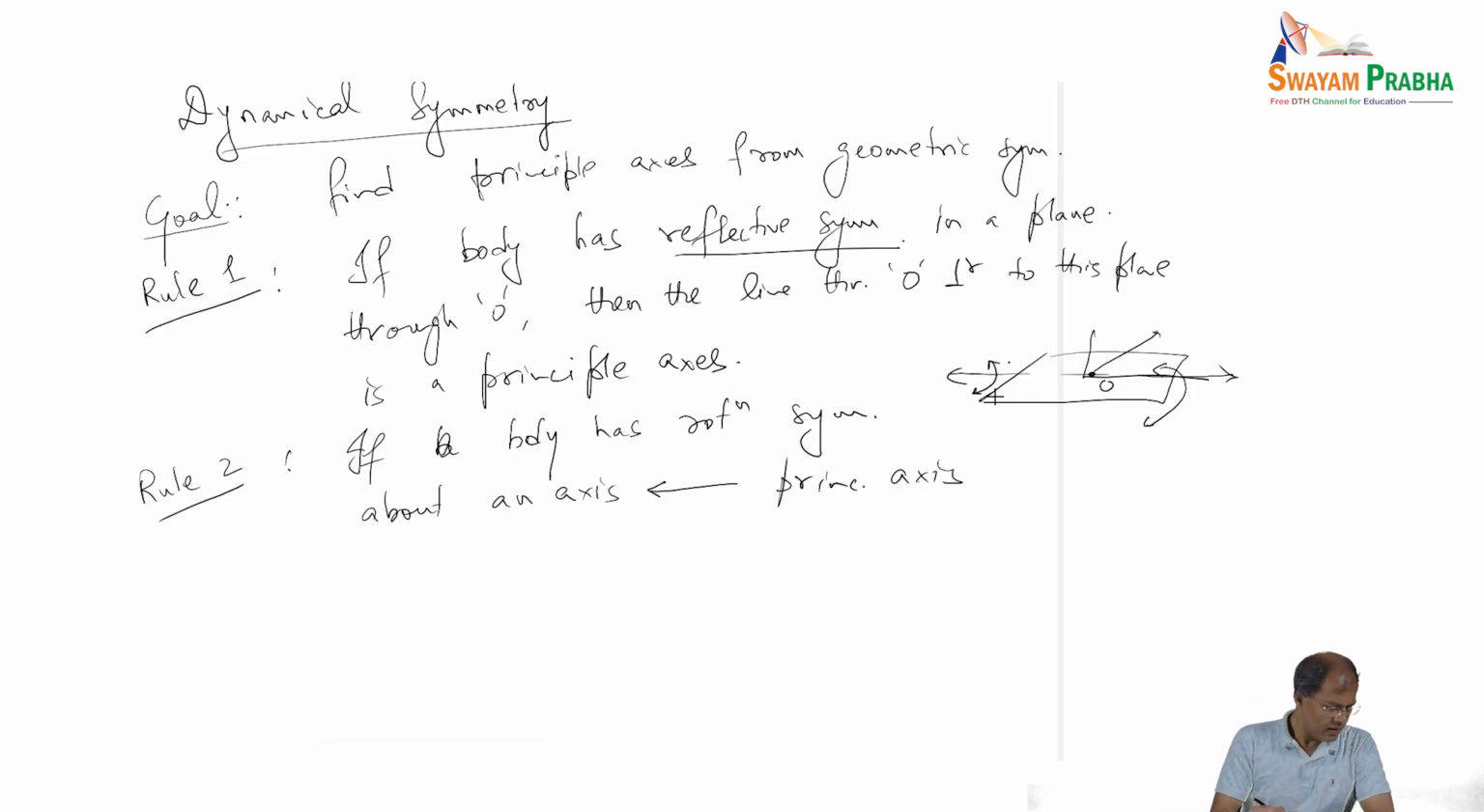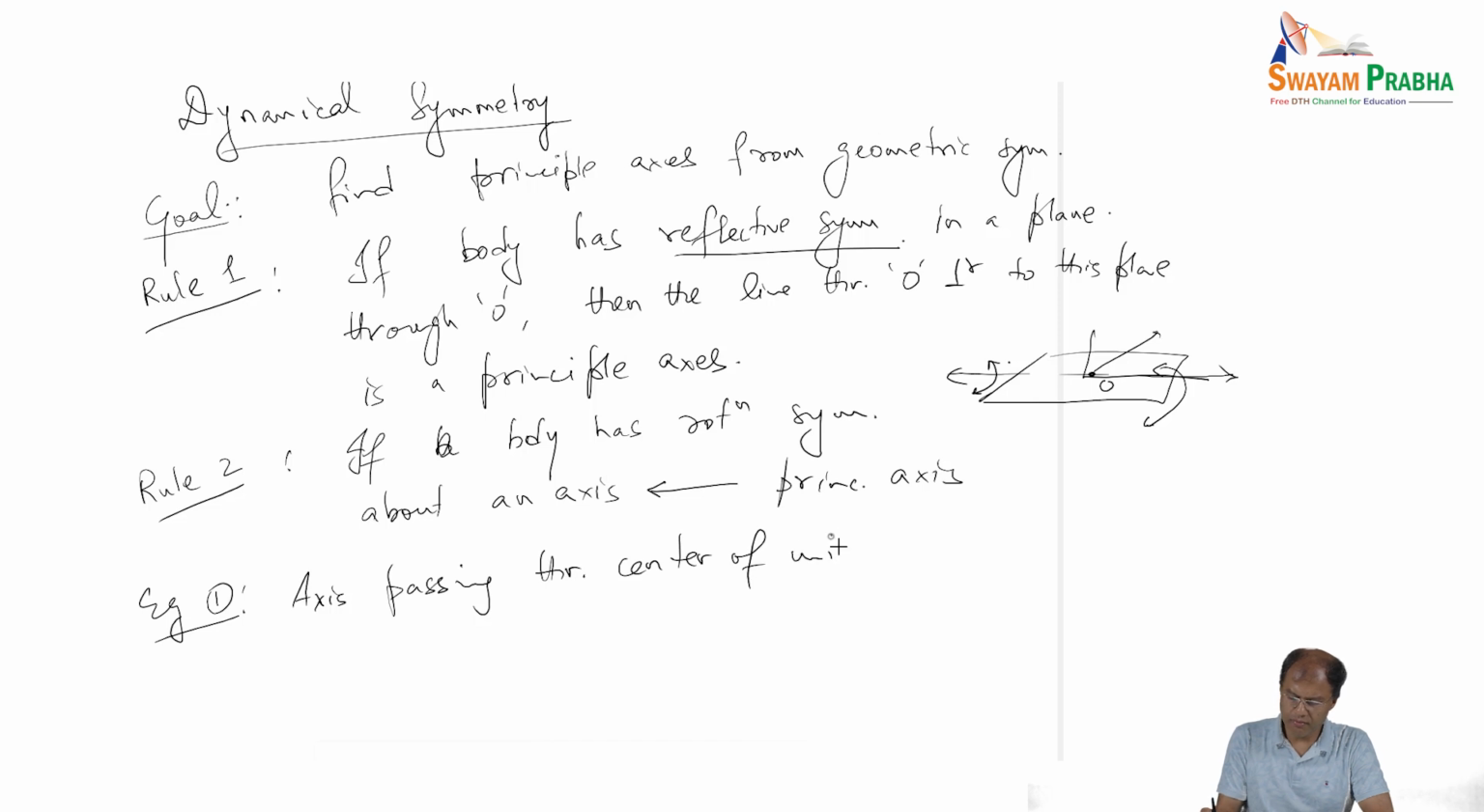Okay, so another thumb rule is, suppose there is an axis passing through the center of a uniform rectangular plate. These are some examples. Then it has both rotational and reflective symmetry, and that axis will be the principal axis. So the example is an axis passing through the center of a uniform rectangular plate.